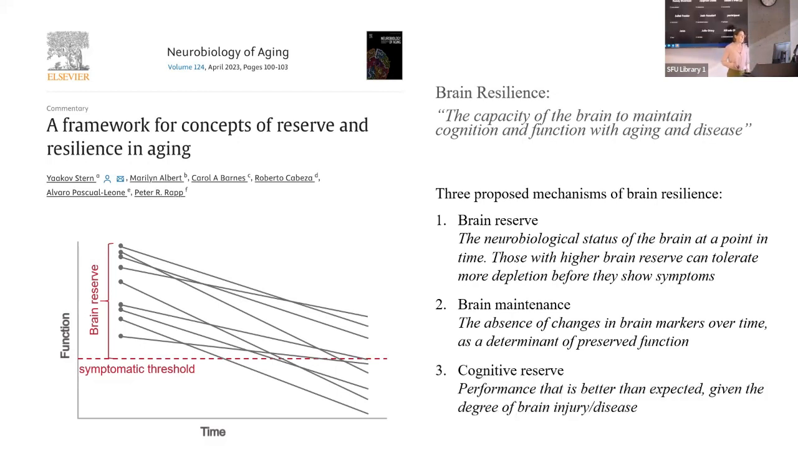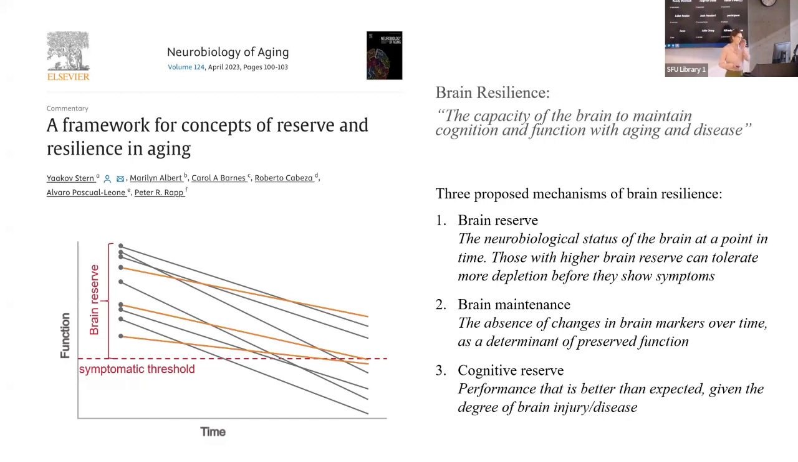And finally, they propose this concept of cognitive reserve, which is what we often think about when we're thinking about resilience. This is the idea that you can have performance that's better than expected, given the degree of injury or disease. This isn't a perfect chart of this concept, but essentially we might think of it as subgroups of individuals who have a capacity to moderate ongoing declining processes in the brain in order to preserve function.